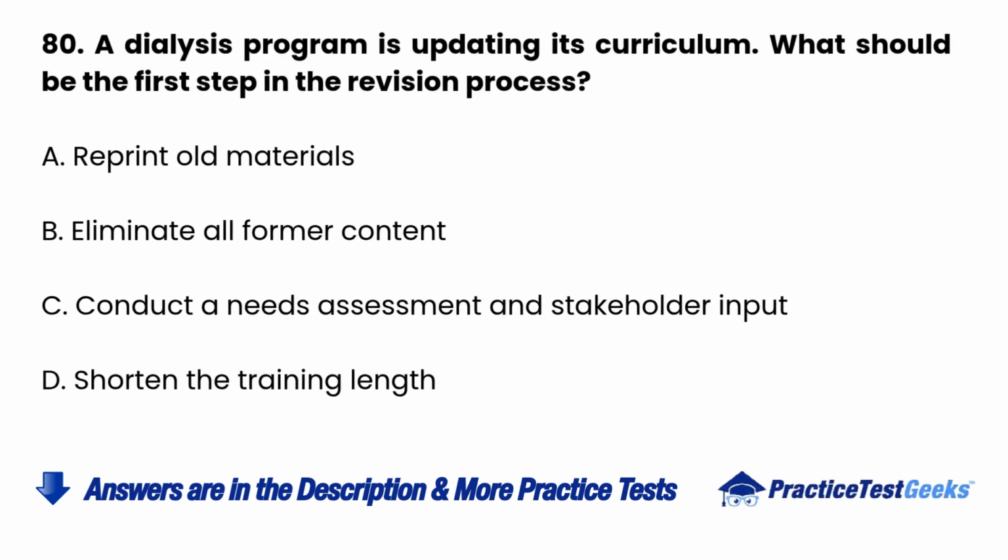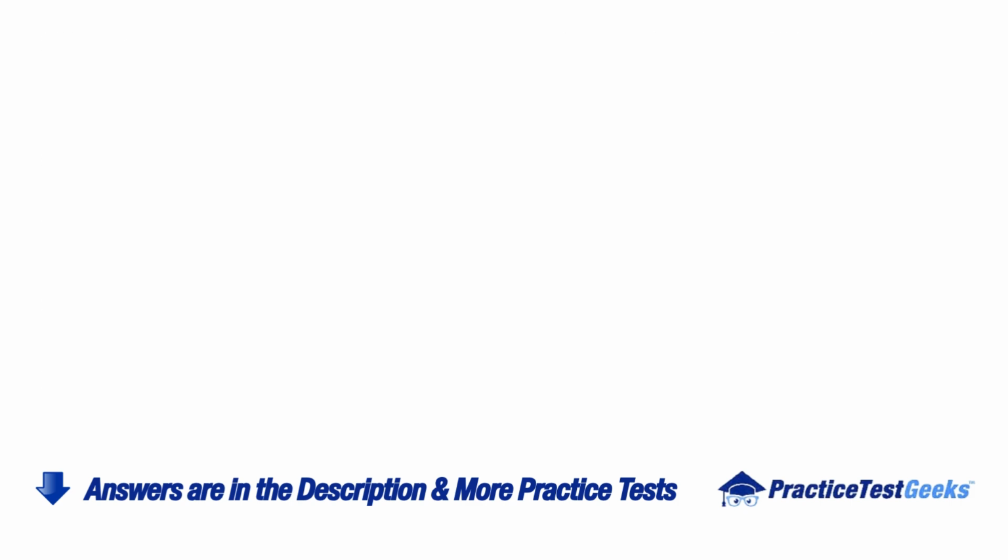80. A dialysis program is updating its curriculum. What should be the first step in the revision process? A. Reprint old materials. B. Eliminate all former content. C. Conduct a needs assessment and stakeholder input. D. Shorten the training length.